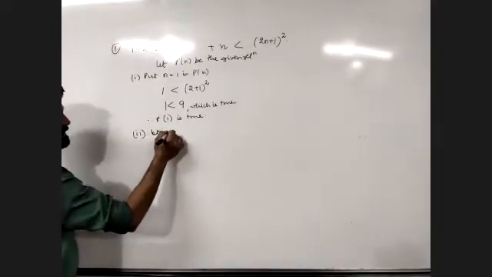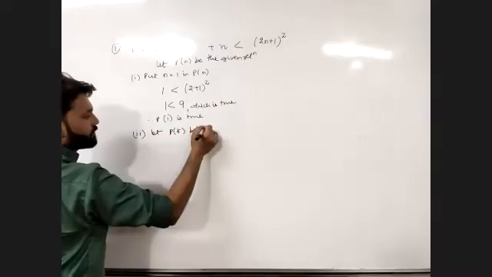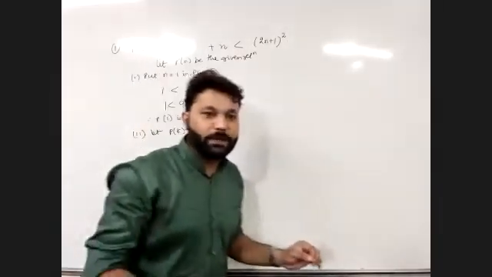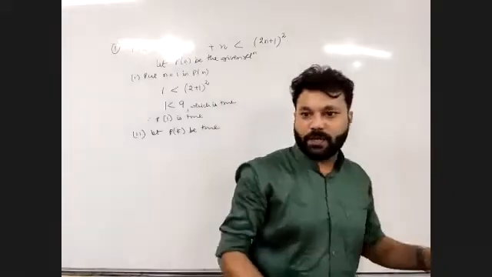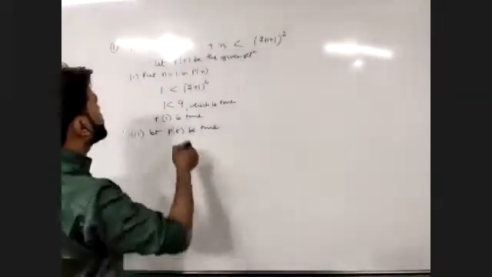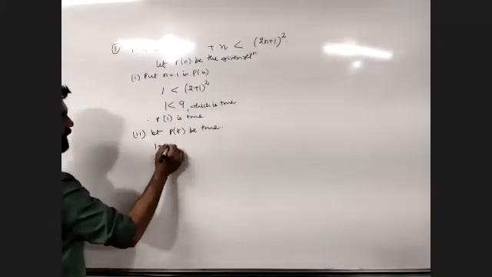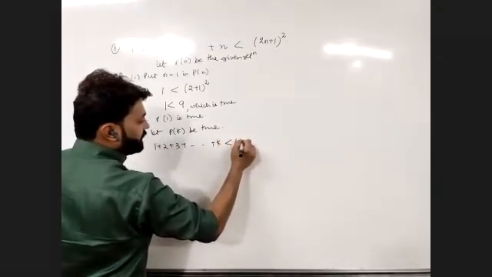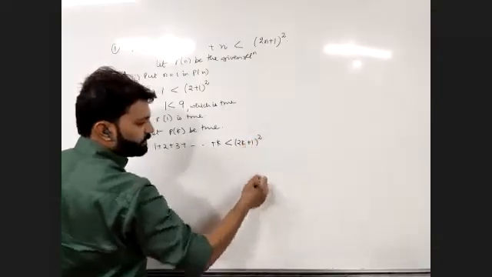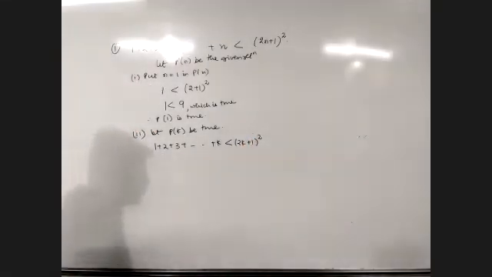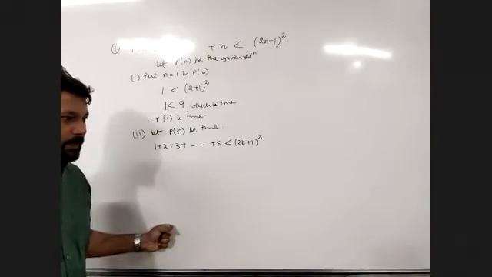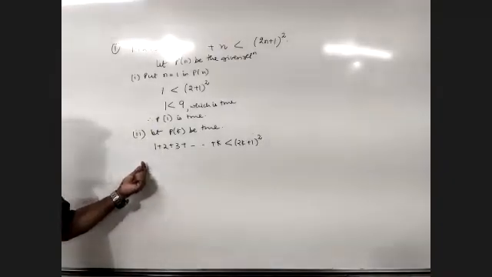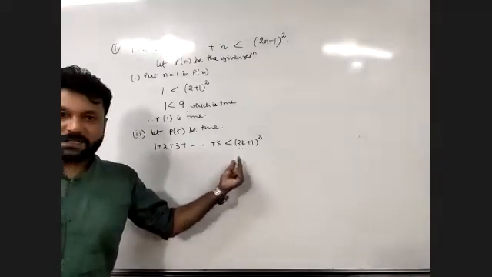The second step is: let P of K be true. P of K being true means the whole expression is true in terms of K. So everything else is the same: 1 plus 2 plus 3 and so on till K is less than (2K plus 1) whole square. Nandini, is it clear till here? Yes, sir.